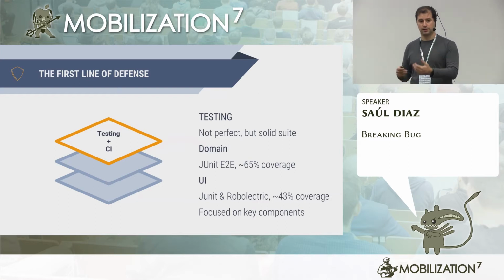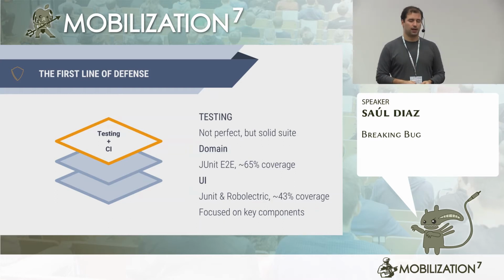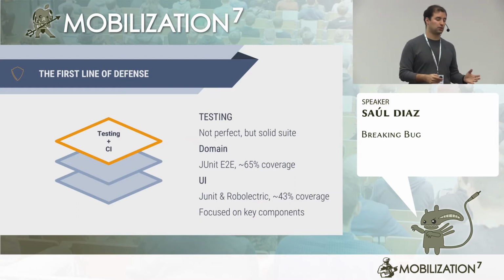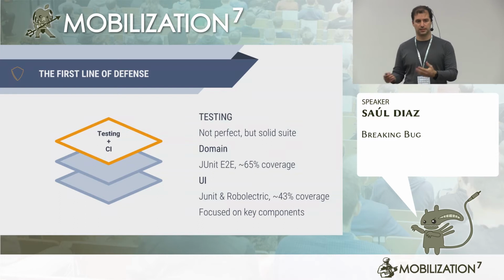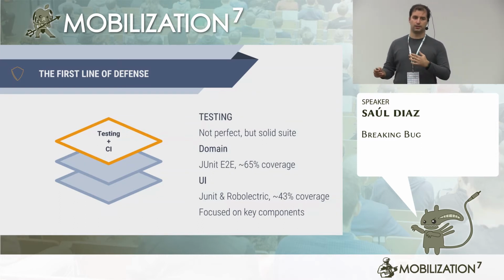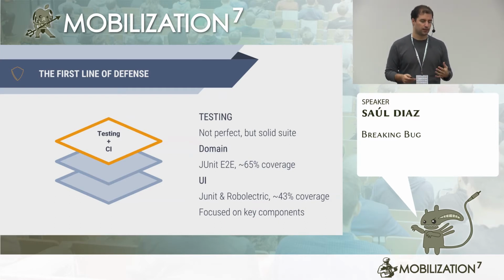And then we have another suite for UI testing, which we do with Robolectric and JUnit, and it's around 40-something. It's also focused on key components of the system, like common views or some components of the application that are common to most of the screens.